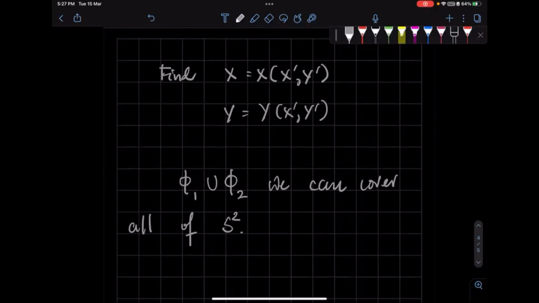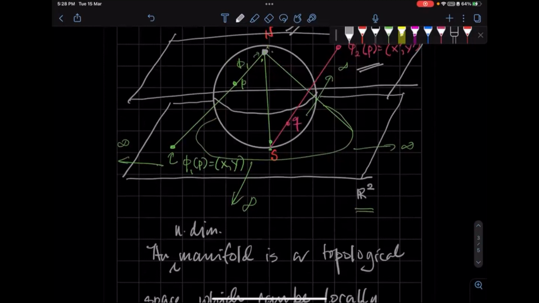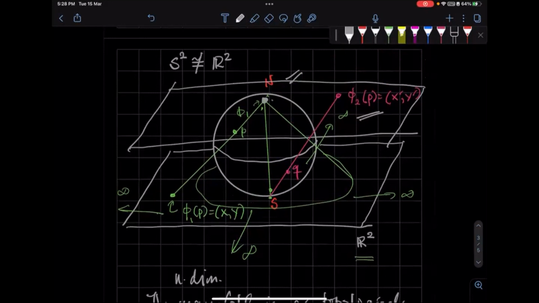So does locally mean using only one chart, and globally is phi1 and phi2 together? No, locally means that if the chart were to cover all of the S2, we see it cannot. There is one point it cannot cover. For example, chart number 1 cannot cover the North Pole, right? Chart number 2 cannot cover the South Pole, right? So that's what it means for it to be local. If it was global, then all points would be covered.